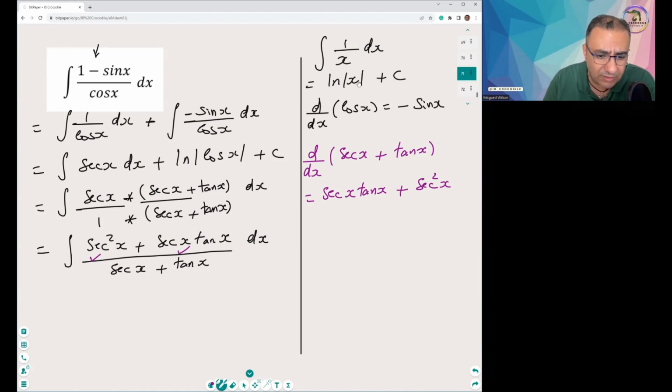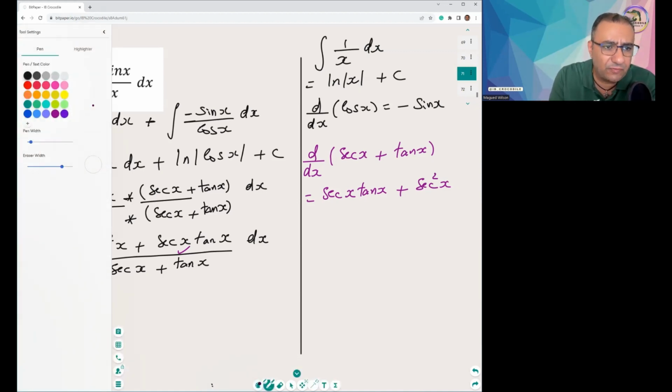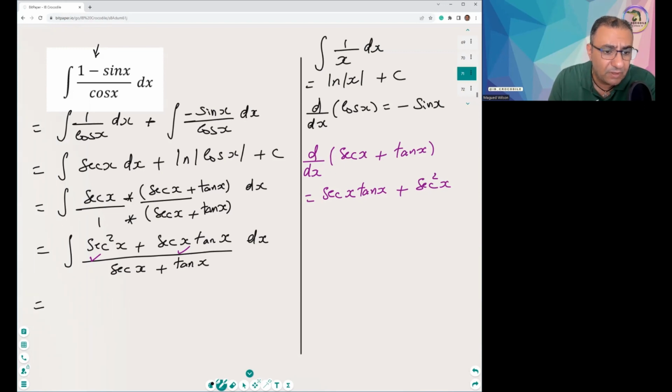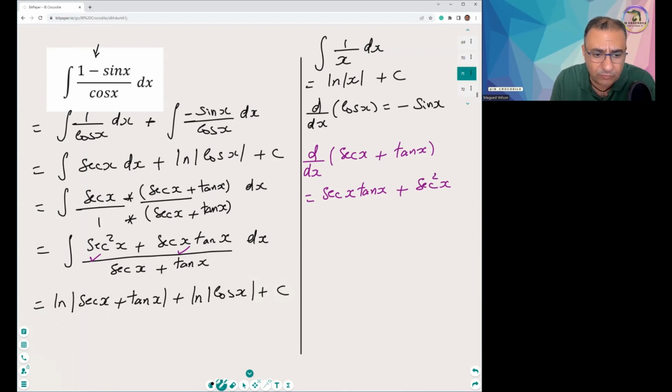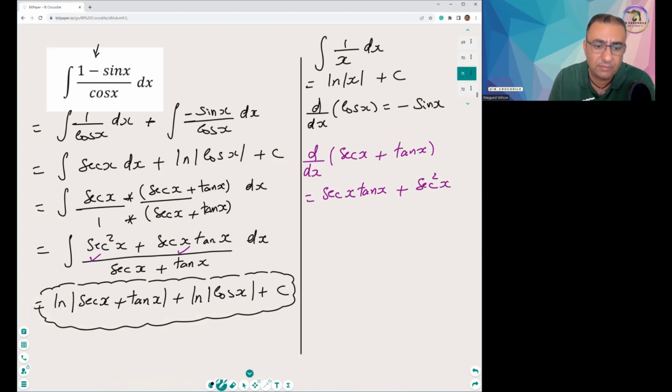So the integration right away is ln of the denominator. The integration of secant of x is going to be ln of the absolute value of secant x plus tangent of x. And we still have the second part, which is ln of cosine x. And then I will not forget the constant of the integration, because this is an indefinite integral. So you always need to add the constant, the c.